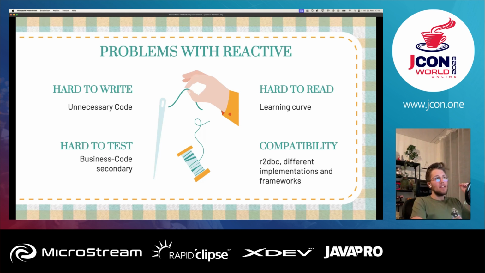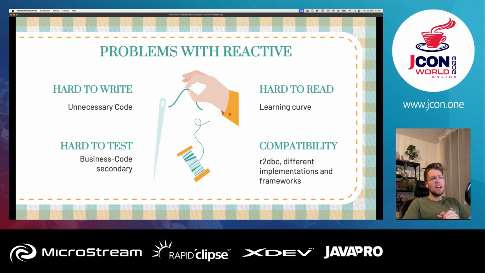And here the problem with reactive basically is like four things or three things which are combined into one. First, it's hard to write because you write a lot of unnecessary code, which you basically should not have to care about. It's also not easy to read because the learning curve is quite steep. And because of that, it's also hard to test because your business code gets almost secondary, because you wrap this in all this asynchronous framework code.